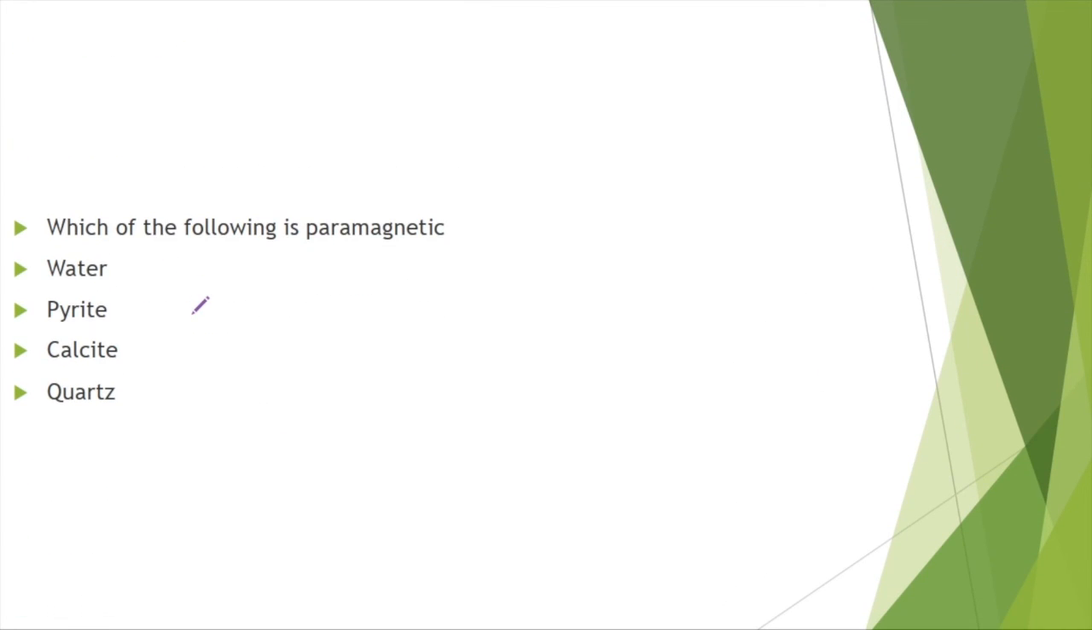Now, which of the following is a paramagnetic mineral? So first we have to know what is paramagnetic. A paramagnetic mineral is any mineral which has slight or weaker attraction in a magnetic field. Okay. Now, these all three minerals, quartz, calcite, and water, are diamagnetic minerals. They never attract. Okay, they are not conducive to a magnetic field. So the right answer is pyrite. It's a paramagnetic mineral, and all these three are diamagnetic minerals.